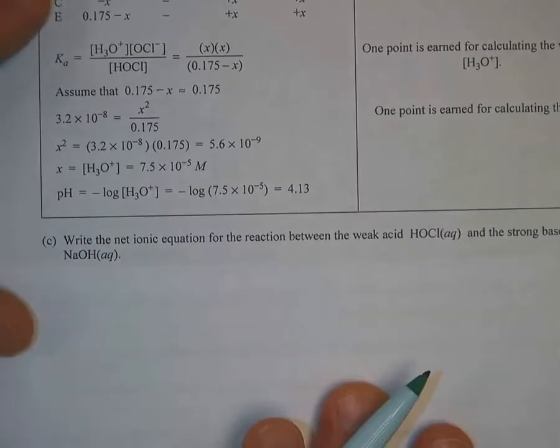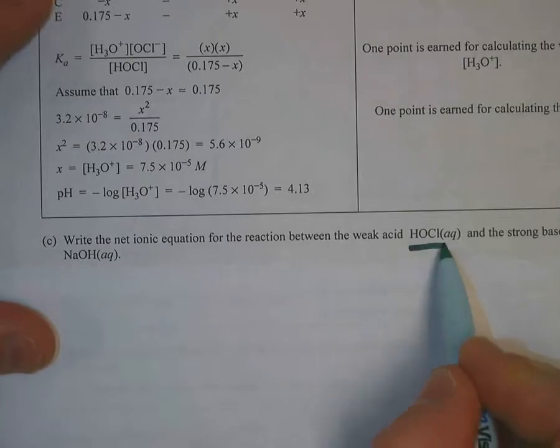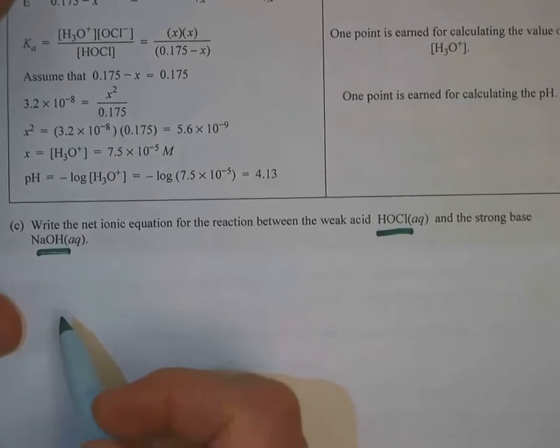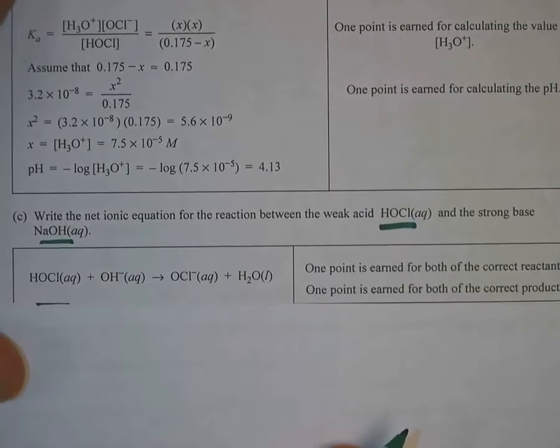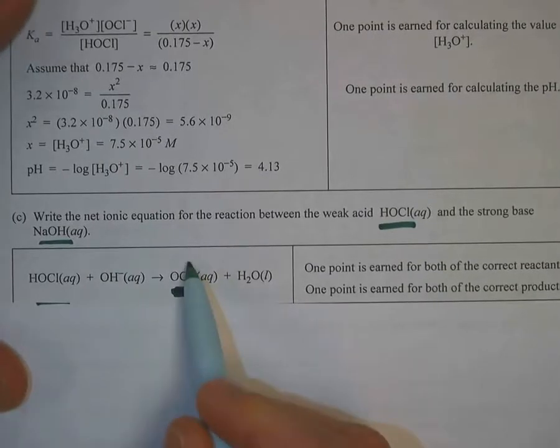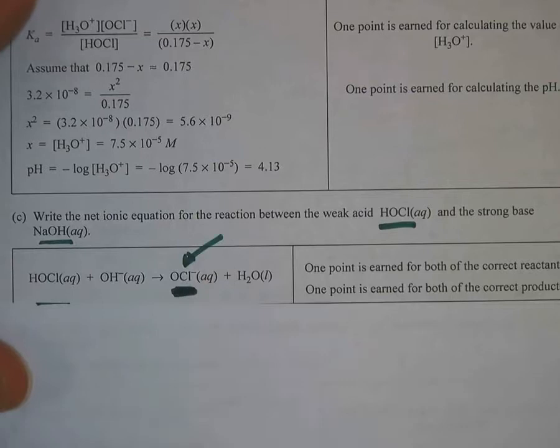Write the net ionic equation for the reaction between HOCl and the strong base NaOH. Hey, now we're doing a titration. Okay? HOCl and OH minus makes OCl minus. Watch out, watch out, watch out. H2O. Why do I say watch out? Because that's going to be a weak conjugate base, right?